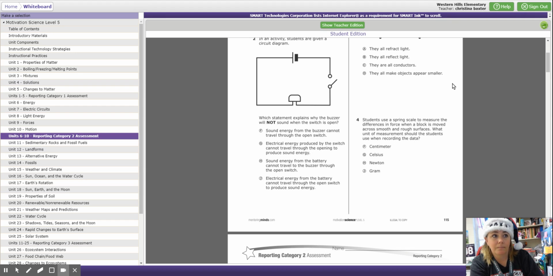4. Students use a spring scale to measure the differences in force when a block is moved across smooth and rough surfaces. What unit of measurement should the students use when recording the data? F. Centimeter. G. Celsius. H. Newton. Or J. Gram.